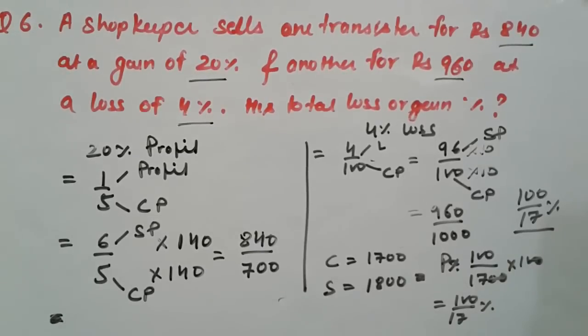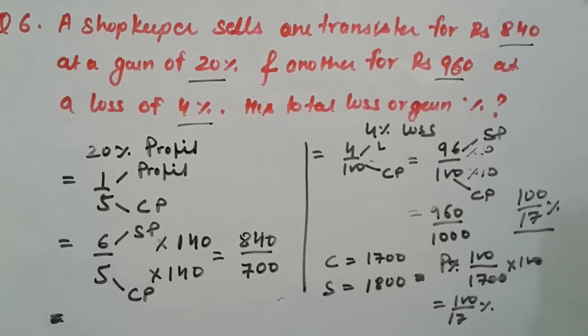Okay, so we have calculated total selling price and total cost price with the help of gain or loss percentage. Okay, so friends, it is the easiest method and you can use this method in exams.